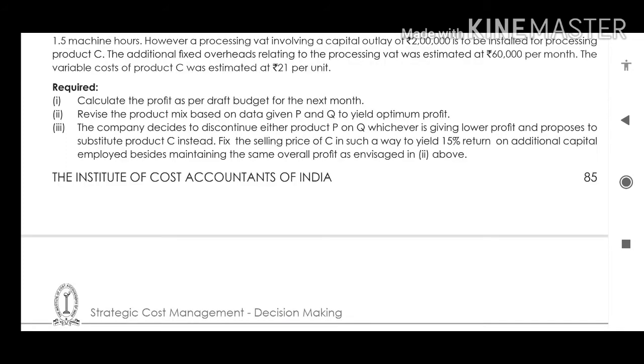First question is, we have to calculate the profit as per draft budget for the next month. Second one is, we have to calculate the profit using optimum mix. And the third one is, the company decides to discontinue either product P or Q, which gives low profit, and proposes to substitute product C instead of that, and fix the selling price of C, which will yield 15% return on additional capital. And we have to maintain the same overall profit as envisaged in the second question.